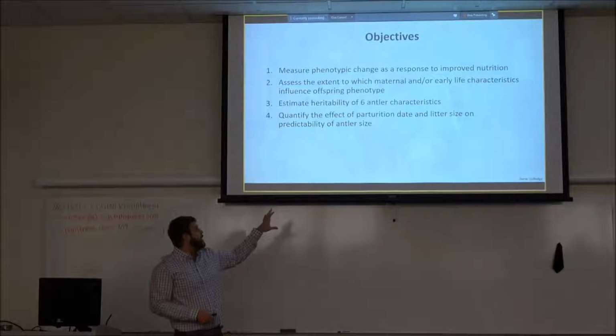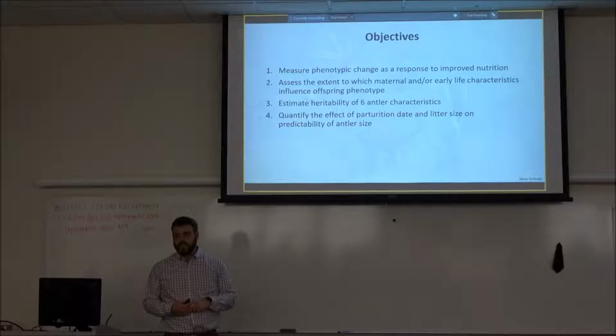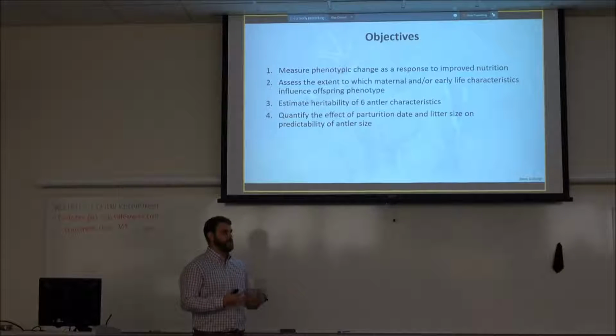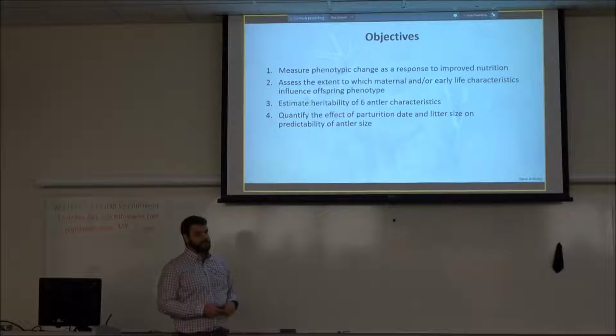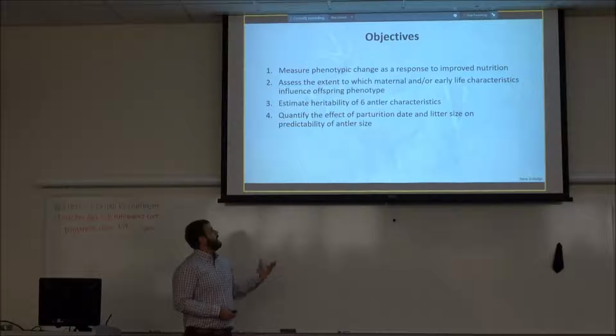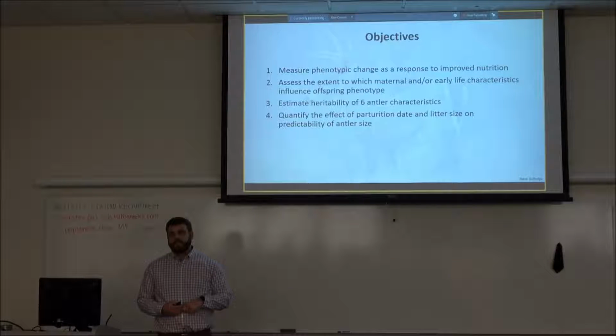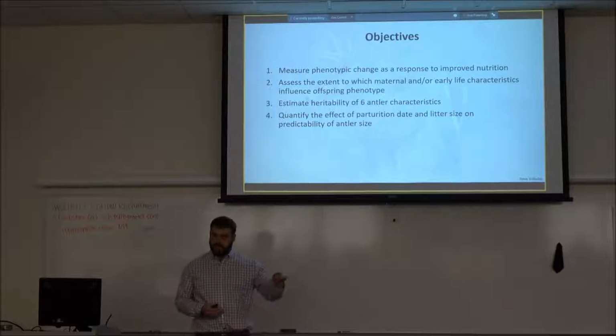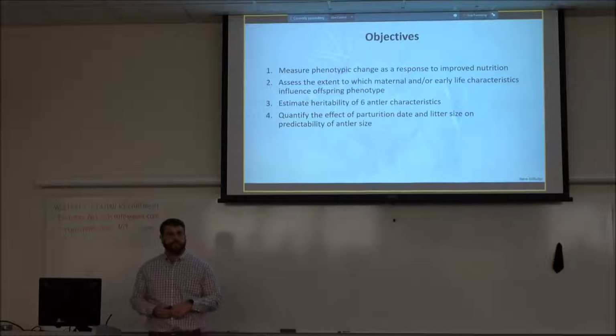So today, we're talking about the 4 objectives I had for my dissertation work. And these 4 objectives are essentially broken down into 3 chapters, with objective 3 and 4 being a single chapter. So first, we wanted to simply assess phenotypic change in response to improved nutrition. That was my first chapter. We'll talk about that shortly here.